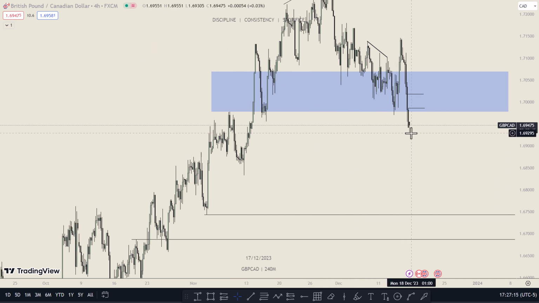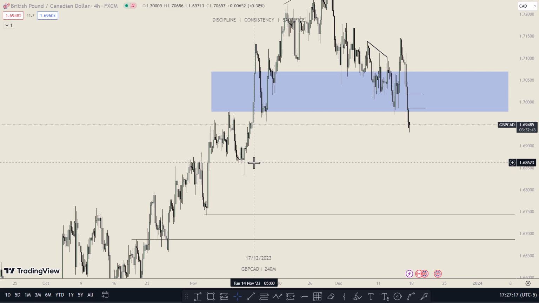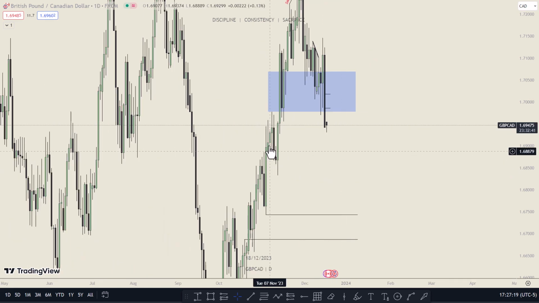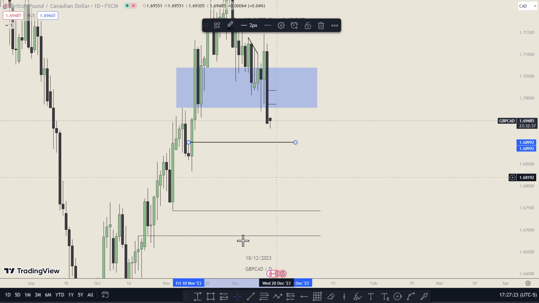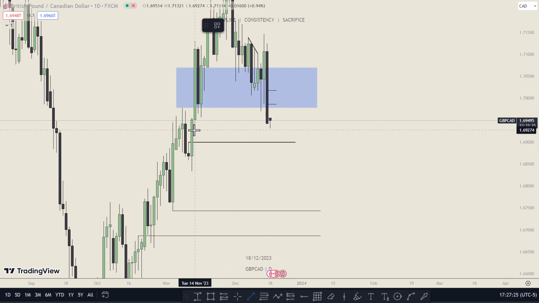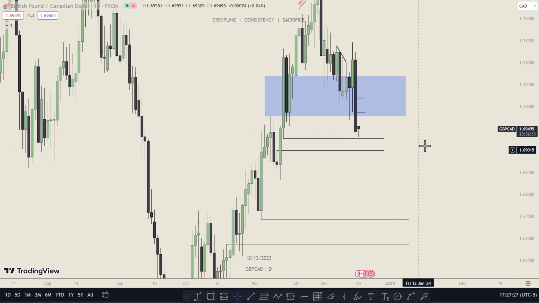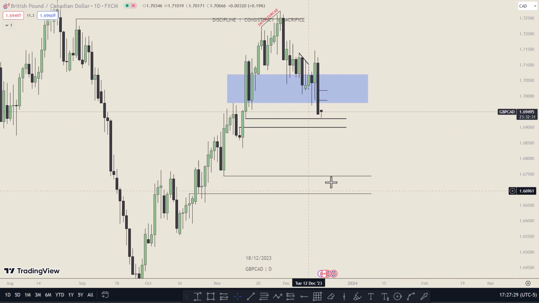So this is the first target. The second target is somewhere around here. So we have this inefficiency. And I don't need price to go all the way to here, right? To profit from this move.